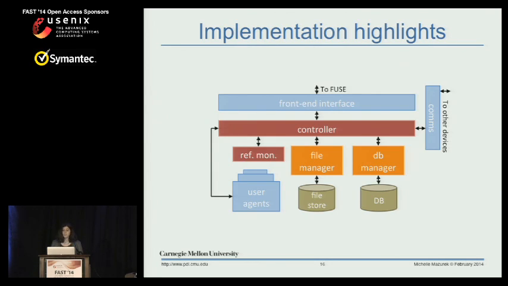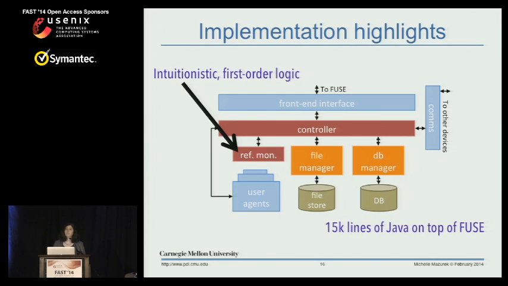Just a couple of highlights of our implementation. This is written as 15,000 lines of Java code on top of FUSE. Our access control logic is an intuitionistic first-order logic, and the reference monitor is charged with understanding the rules of the logic to validate proofs. Each user agent has access to a little homemade theorem prover, which is lightly optimized for the scenarios that we target, to enable these users to make proofs and get access to data.